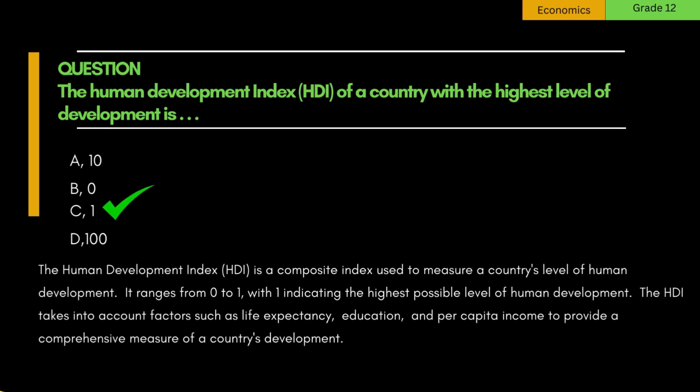The Human Development Index, HDI, is a composite index used to measure a country's level of human development. It ranges from 0 to 1, with 1 indicating the highest possible level of human development.